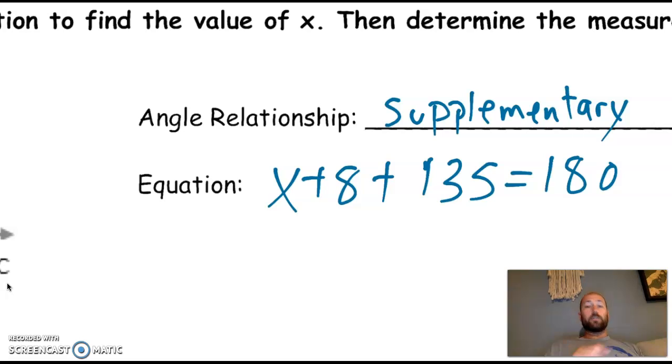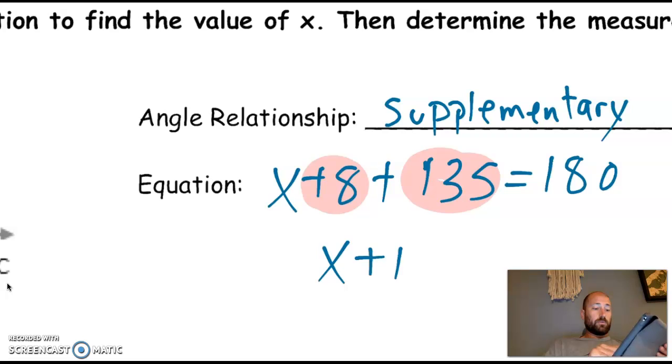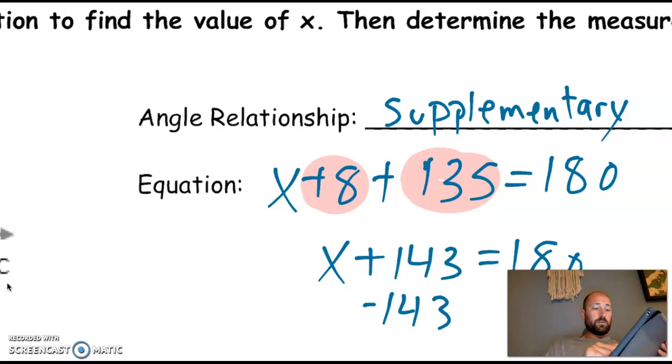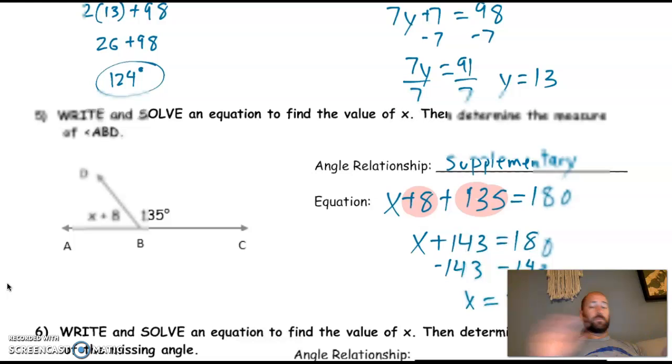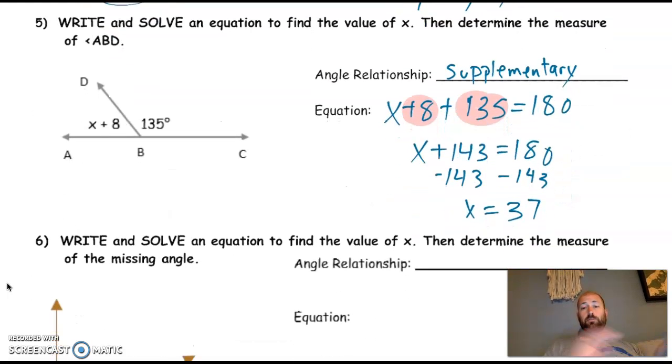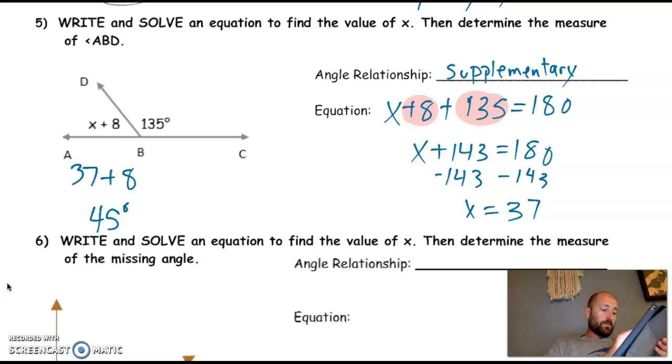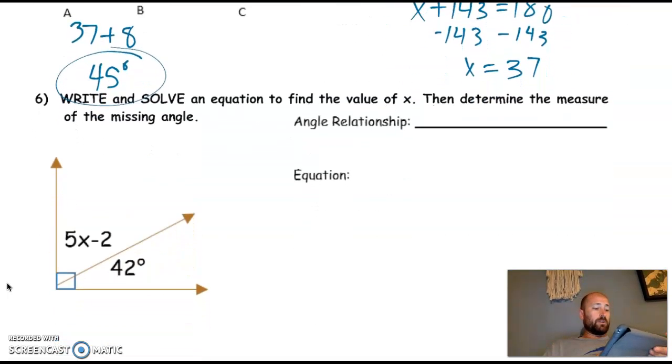Now solve that equation. So x plus 143 is equal to 180 minus 143. X is equal to 37. Okay, determine that missing angle. So I'll take that x and plug it in. 37 plus 8 is 45 degrees. Okay, last one here.